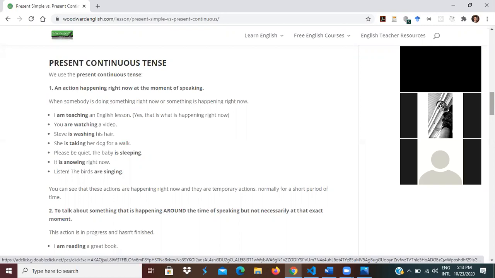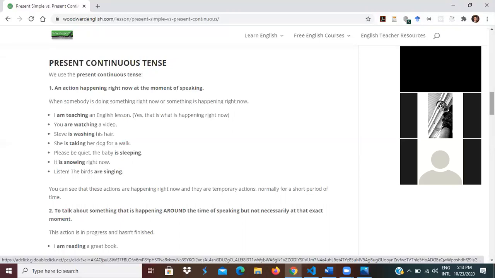You're watching a video. Steve is washing his hair. She's taking her dog for a walk. It is snowing right now. Listen, the birds are singing. You can see that these actions are happening right now, and they are temporary actions that happen over a short period of time. This action doesn't go to the future, it just happens in the present.